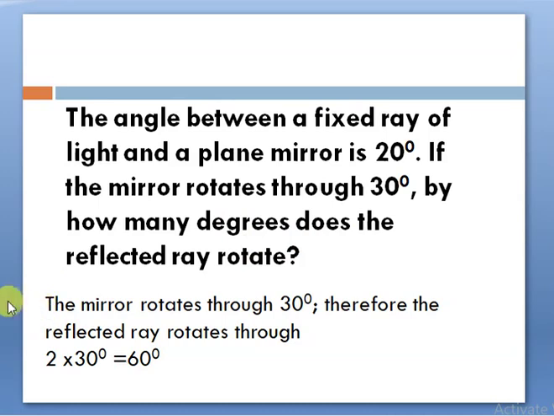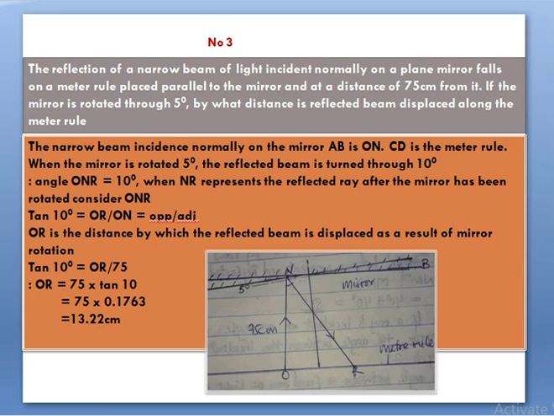Now, from what we explained on the effect of mirror rotation on a reflected ray, we say that the reflected ray will rotate through angle what? 2 theta. So the mirror now rotates through 30 degrees. Therefore, the reflected ray will rotate through what? 2 theta. That is 2 times 30. So the reflected ray will rotate through what? 60 degrees. 60 what? Degrees.